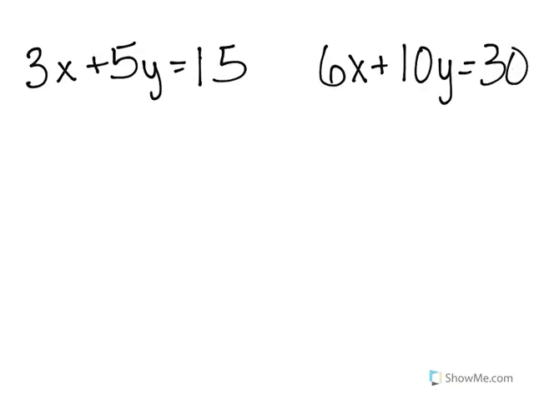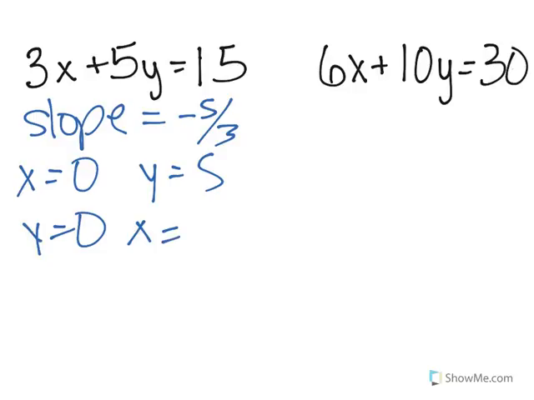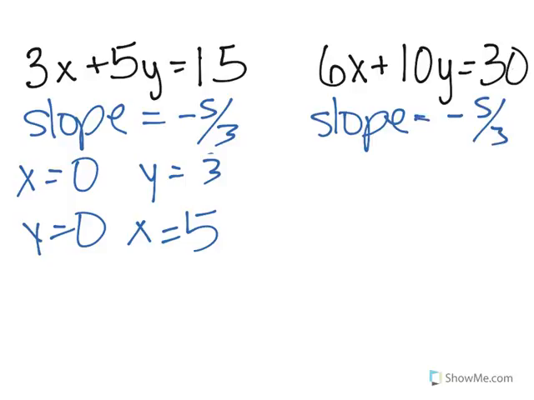Next, let's do our third example. First the slope, just to be consistent, -5/3. When x is equal to 0, y is equal to 5. When y is equal to 0, x is equal to 3. Like that. Let's do the right side. The slope turns out to be the same.